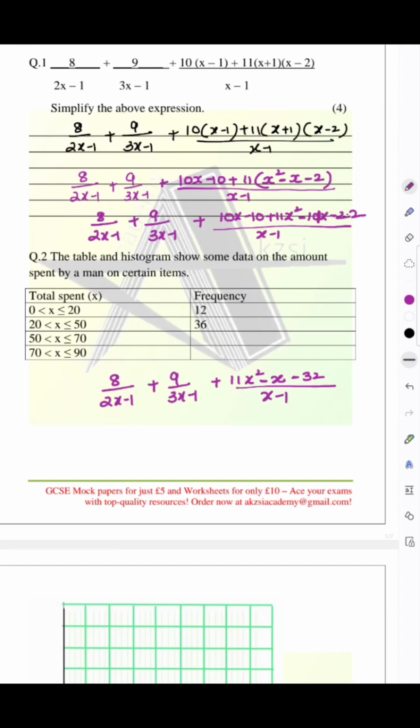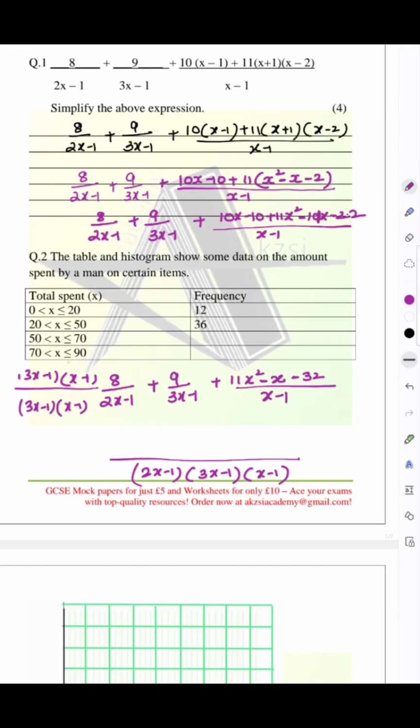Now, obviously 2x minus 1, 3x minus 1, x minus 1, they all are different factors. There's nothing common in that. So LCM would be the multiplication of all three. So that would be 2x minus 1 times 3x minus 1 times x minus 1. And in order to make the same LCM, obviously I'll be dividing and multiplying with 3x minus 1 times x minus 1. And up there also 3x minus 1 times x minus 1.